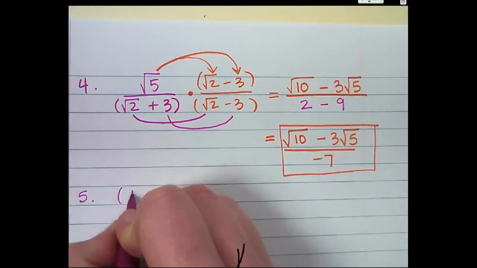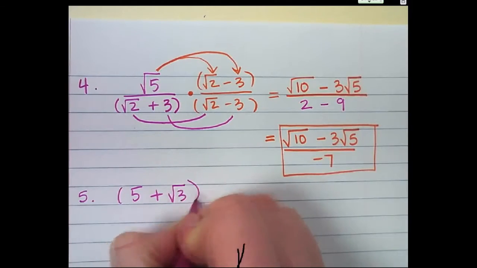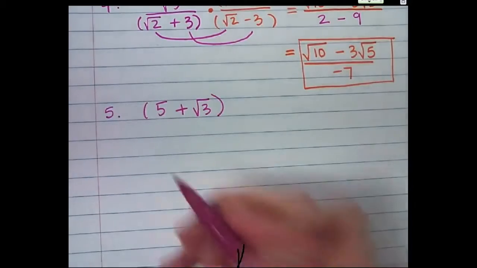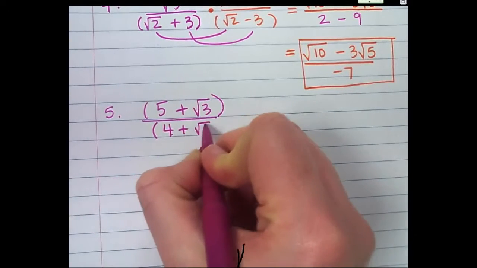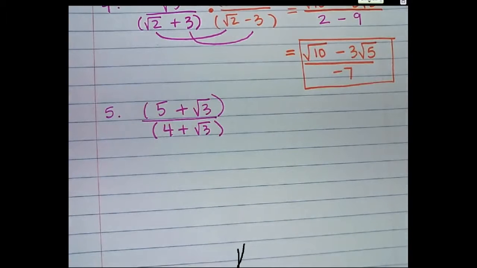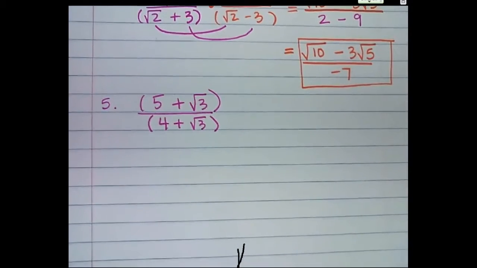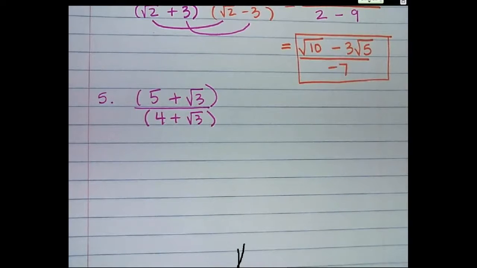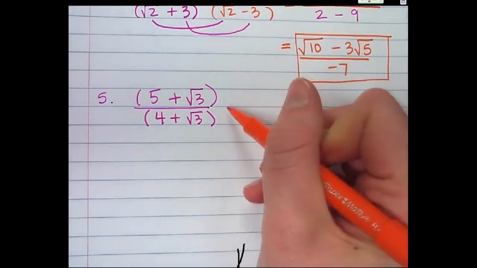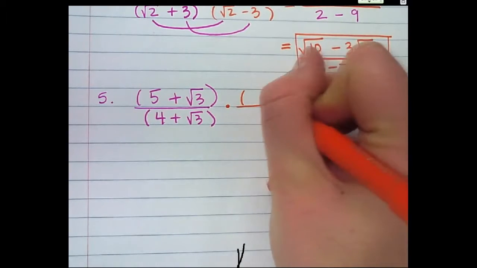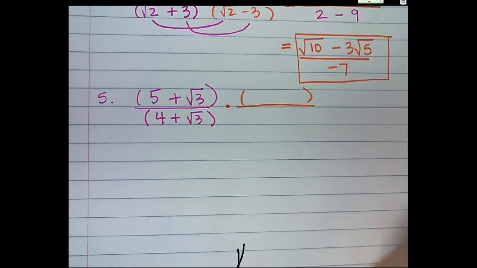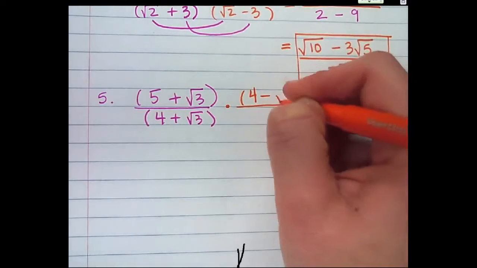Okay, number 5. So this is really the most complicated it will get, is that now we'll have a binomial on top and a binomial on bottom. So if nothing changes though, you still multiply by the conjugate. So go ahead and put the conjugate next to it and multiply it out. And let's see what you get. So what is the conjugate? 4 minus square root of 3.